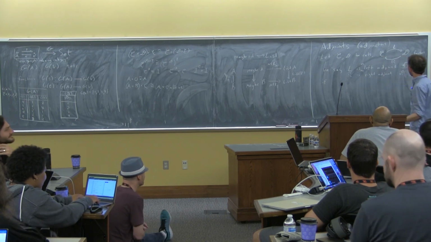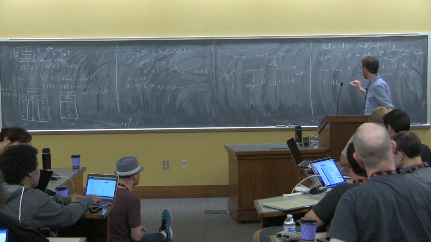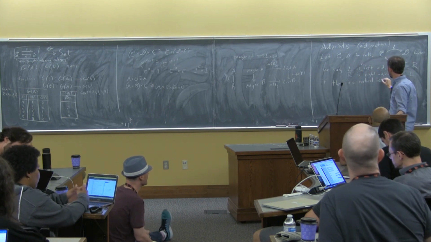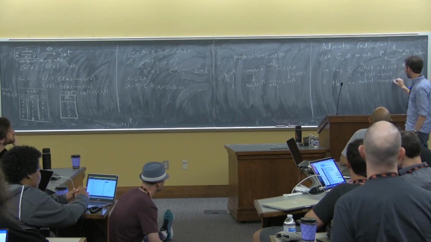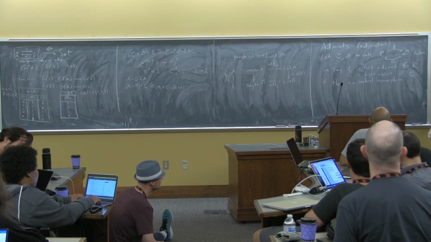So if there is a natural isomorphism. Are we talking about C and D or L and R? The things that are adjoint are L and R, and those are functors from C to D and D to C.